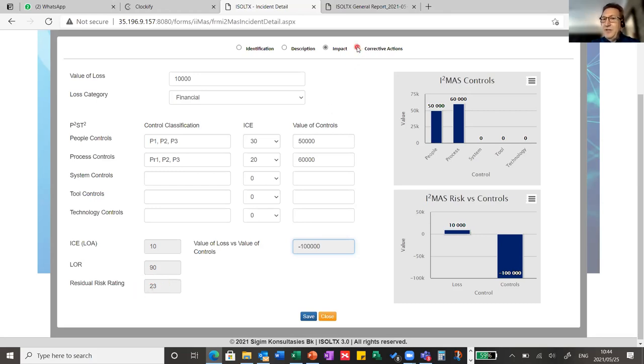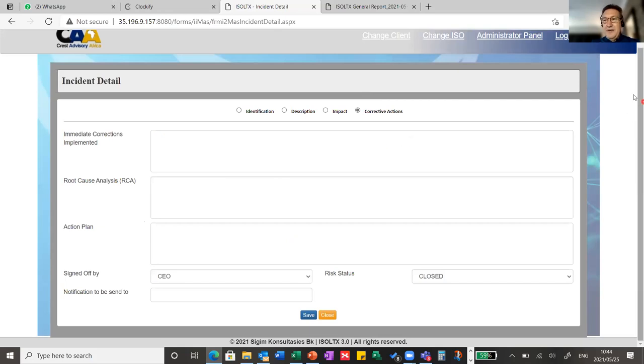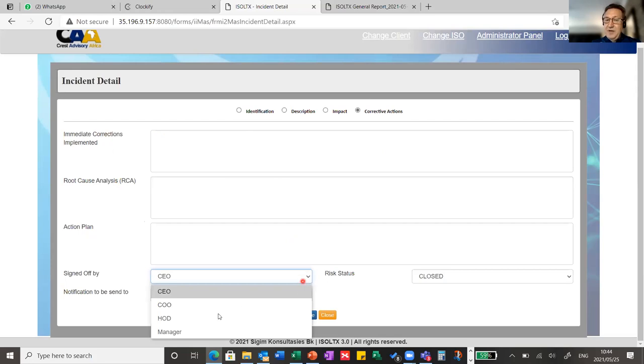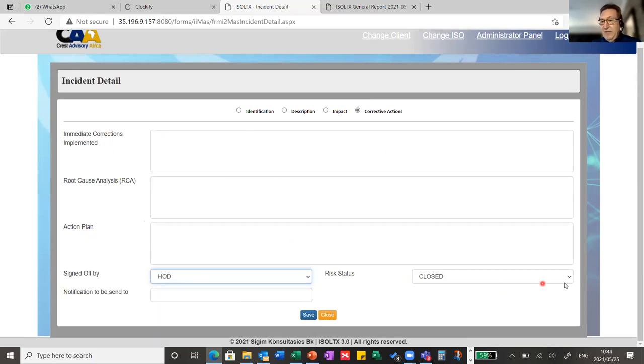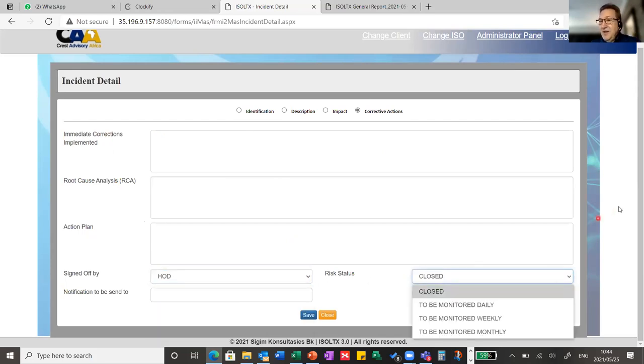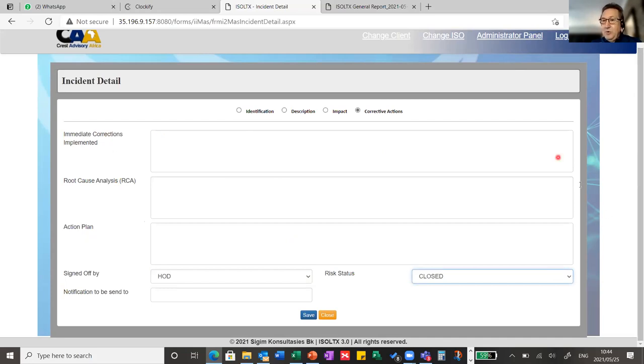And then we are going to go into your corrective actions. And corrective actions is exactly what the internal auditors want. They want to know, what are the immediate corrections that you've done there? What is your root cause analysis that you have done? What is the action plan going forward? Who is going to be signing it off? The HOD or anybody else? And how is the risk going to be evaluated or monitored?